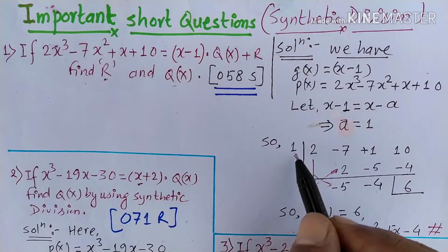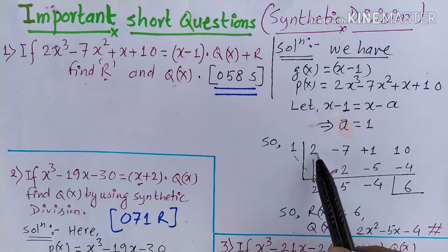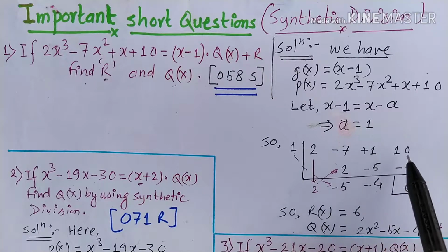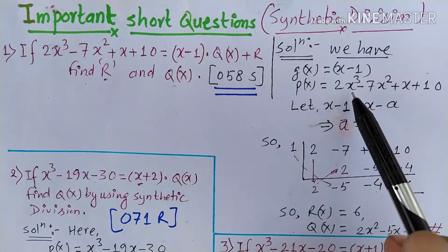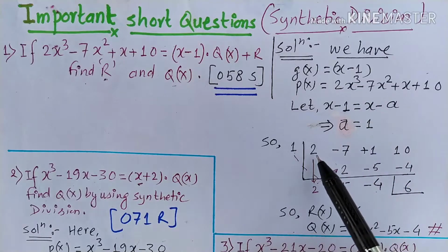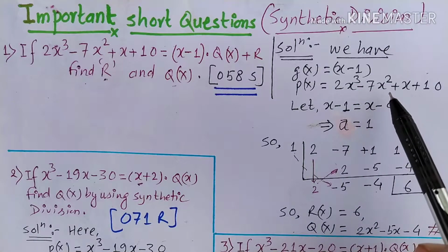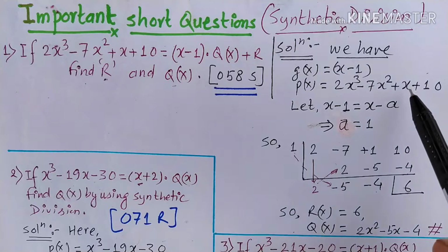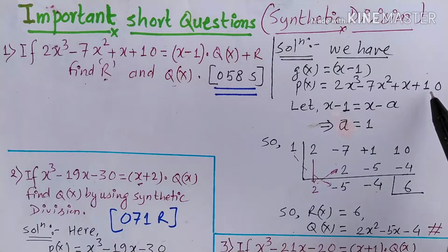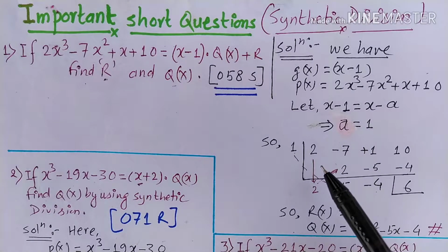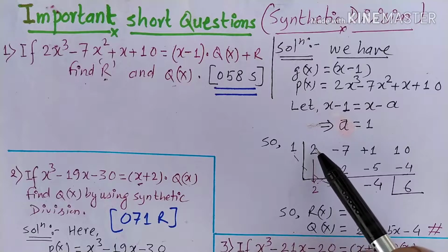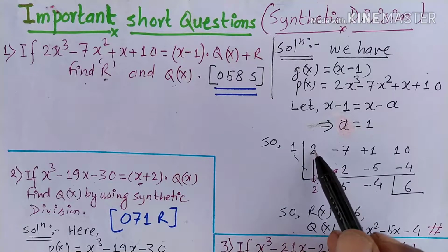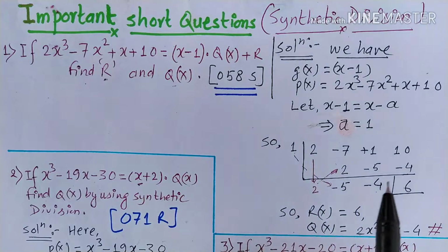So 1 is taken as divisor here, and now 2, minus 7, 1, 10. The coefficient of x cube is 2, so we have written 2. Coefficient of x square is minus 7. Coefficient of x is plus 1. 10 is constant. Now firstly we should bring down the first coefficient, that is 2. We should bring down first of all.